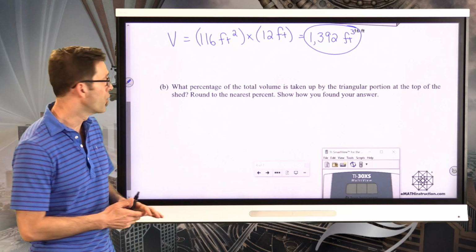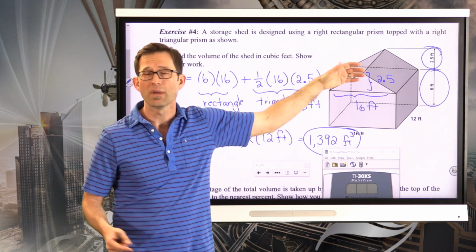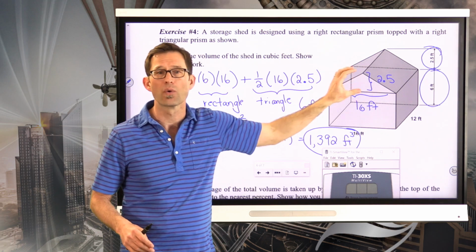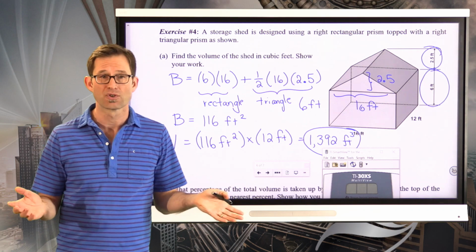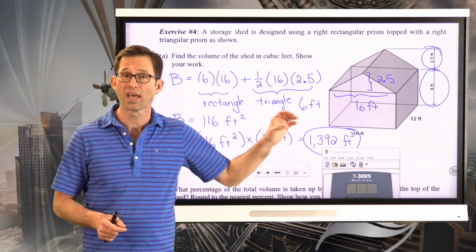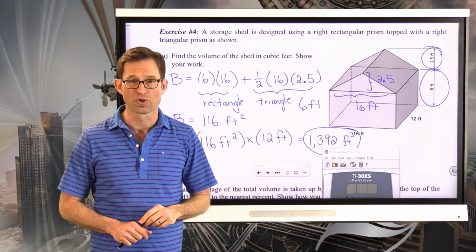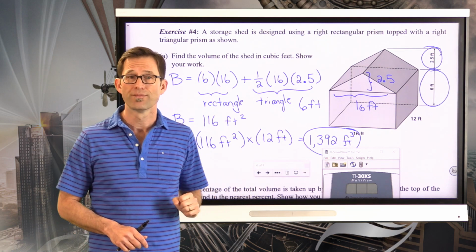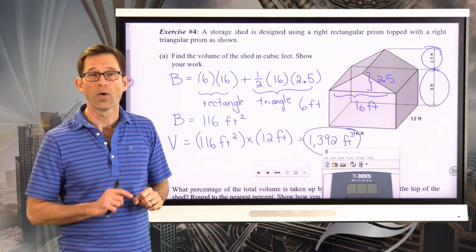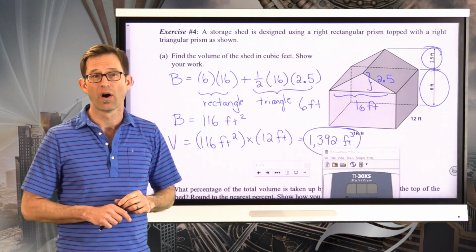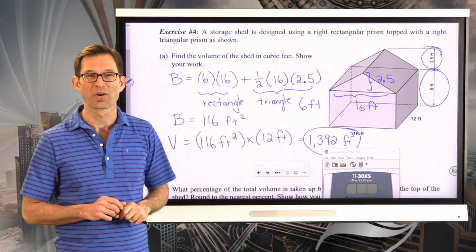So maybe for some reason we can't really use the space up here. Or maybe because heat rises, the space up here gets very warm and we only want to put stuff up there that isn't subject to heat damage or something like that. So we might want to know what percent of the total volume is taken up by that upper triangular portion. Well, we know the total volume. What you need now to do is figure out the volume of that portion only, and then figure out what percent of the overall volume that takes up. Pause the video now and see if you can remember how to do some percent work.